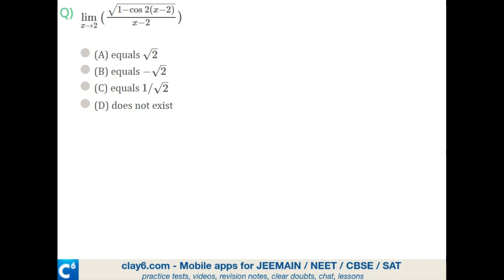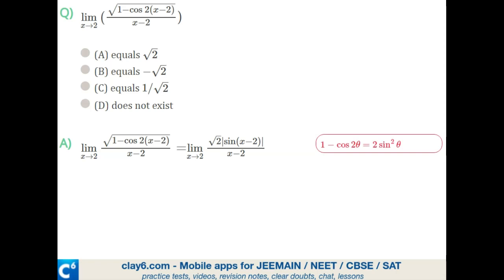We say that cos 2 theta is cos square theta minus sin square theta, and it can be written as 1 minus 2 sin square theta. Which means that 1 minus cos 2 theta will be 2 sin square theta. And that means that we can eliminate the square root. So let's get to the solution. That's exactly what we just did. We used 1 minus cos 2 theta equal to 2 sin square theta.